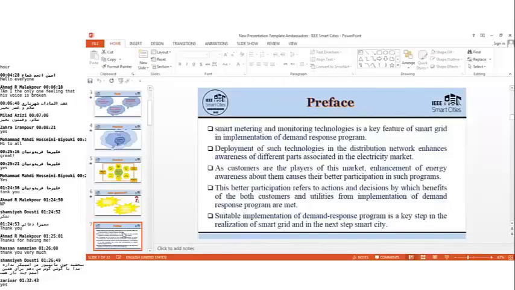Yes. Thank you. Deployment of such technologies in the distribution network enhances awareness of different parts associated in the electricity market. As customers are the players of this market, enhancement of energy awareness about them causes their better participation in such programs. This better participation refers to actions and decisions by which benefits of both customers and utility sides of the grid from implementation of demand response can be made. Suitable implementation of demand response programs is a key step in the realization of a smart grid and, in the next step, a smart city.